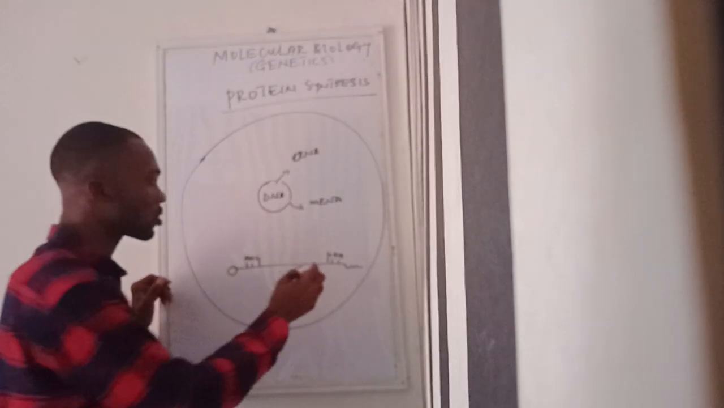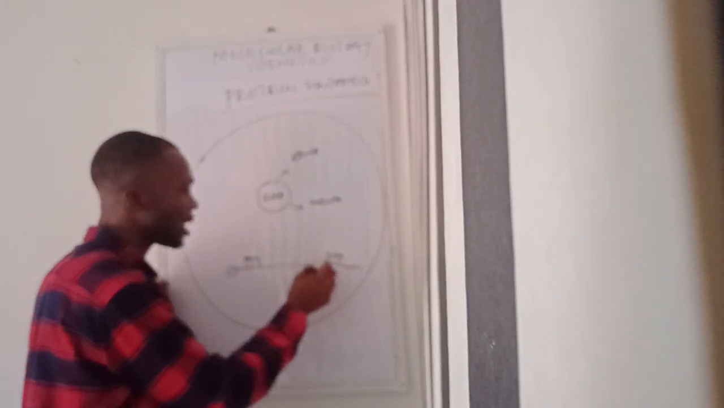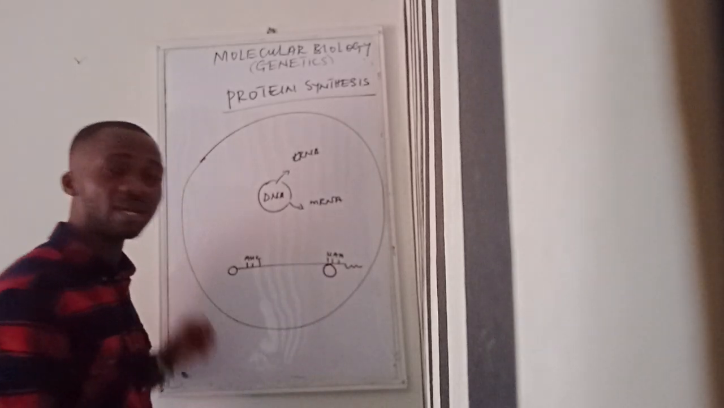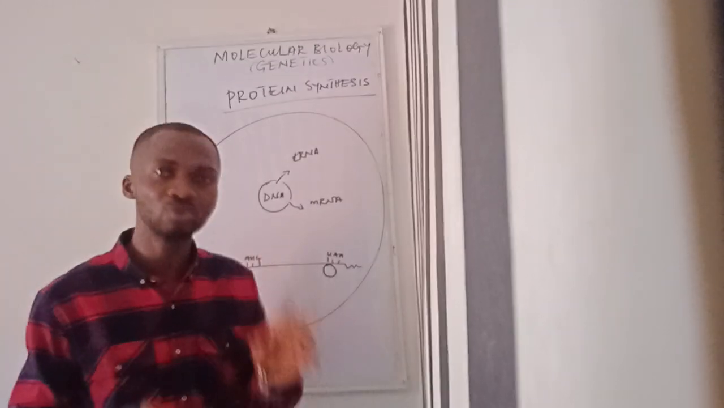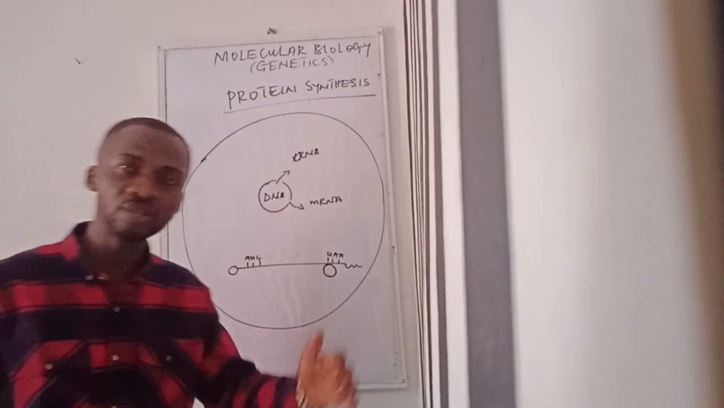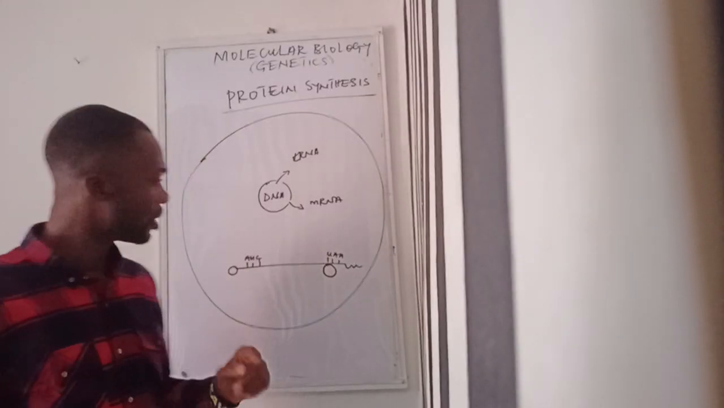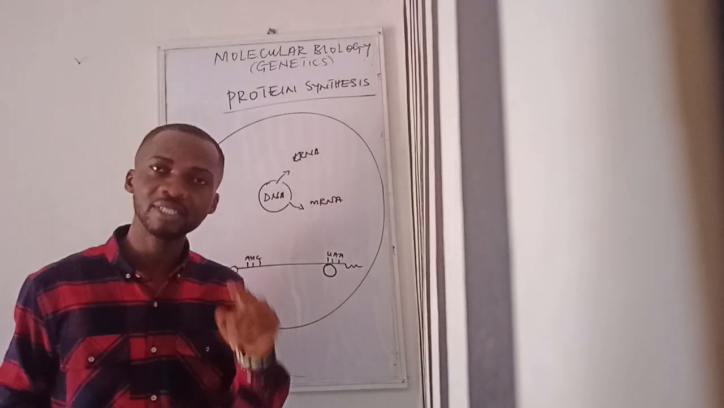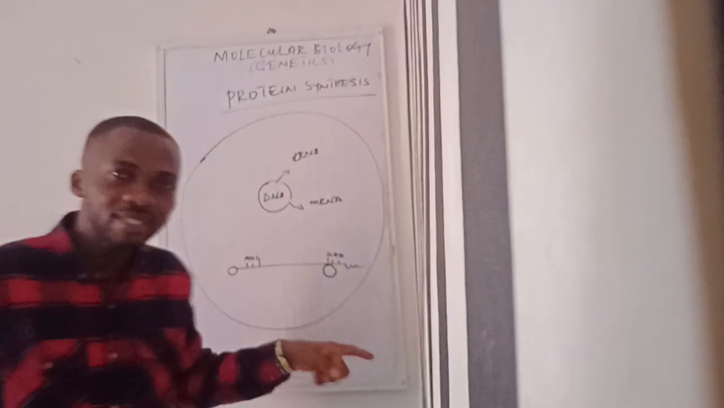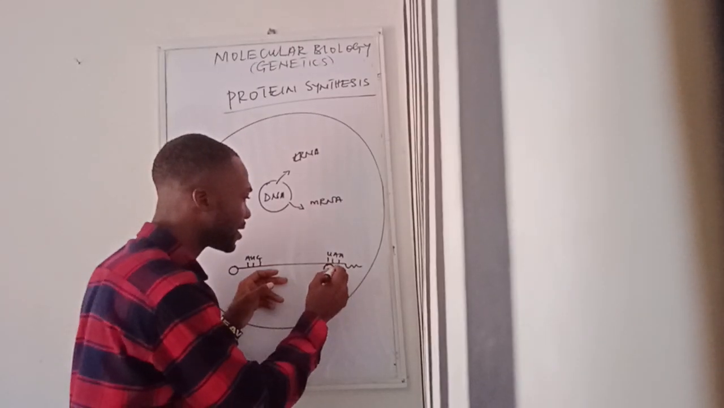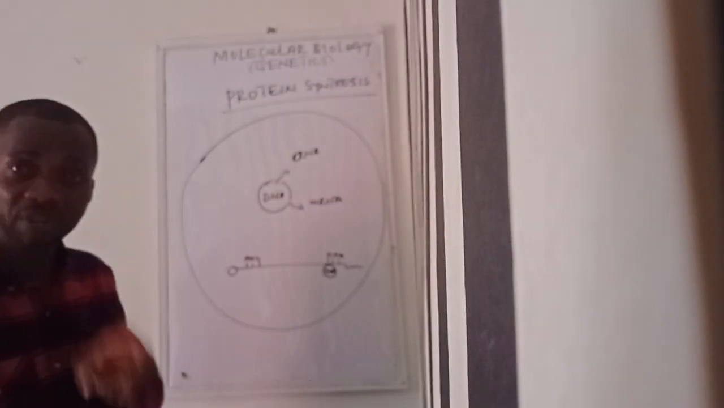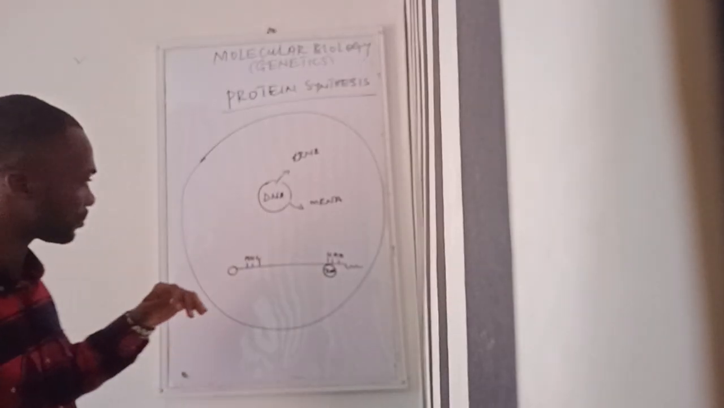So the messenger RNA comes first of all to attach itself with the ribosome. Now understand that I mentioned in the previous class that ribosome is of two different subunits. We have the 30S subunit and we have the 50S subunit. So the first thing that happens is that the messenger RNA attaches itself to the small subunit, that is the 30S subunit of the ribosome within the cytoplasm.